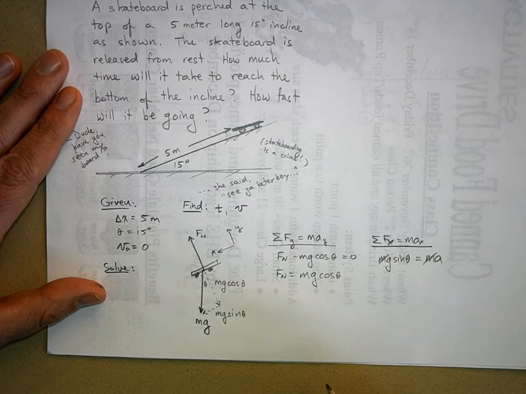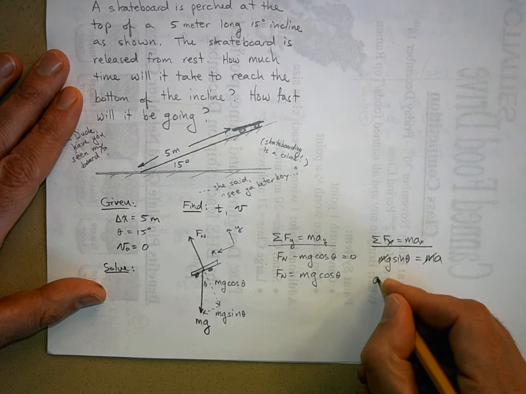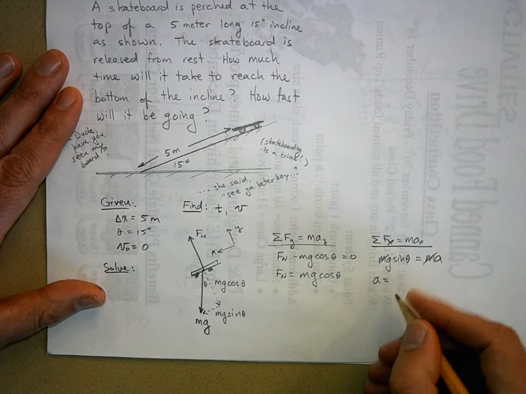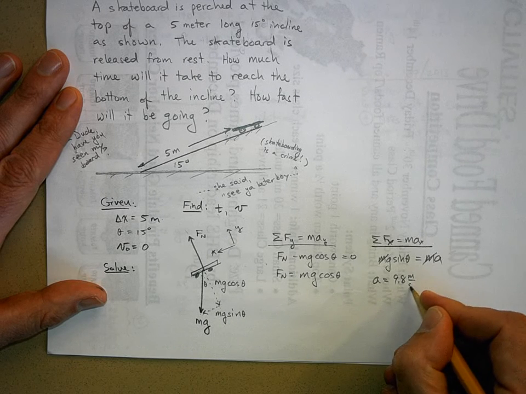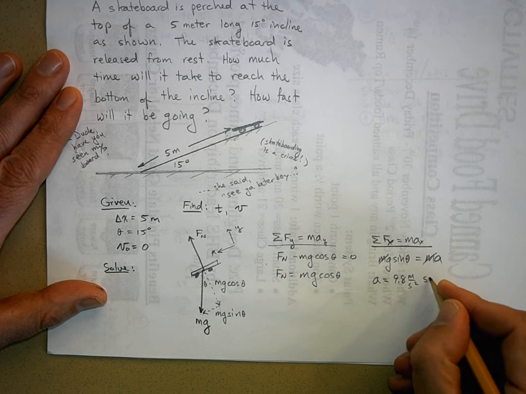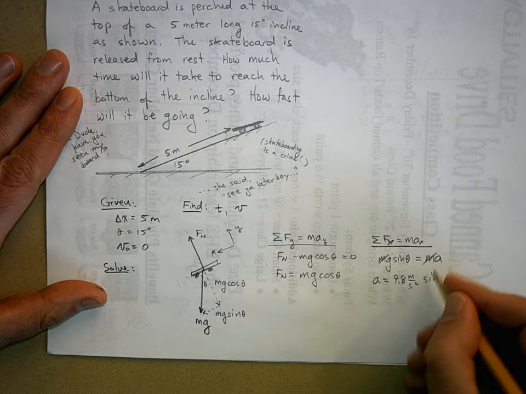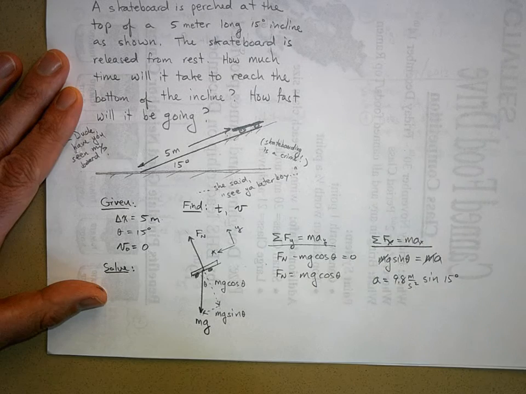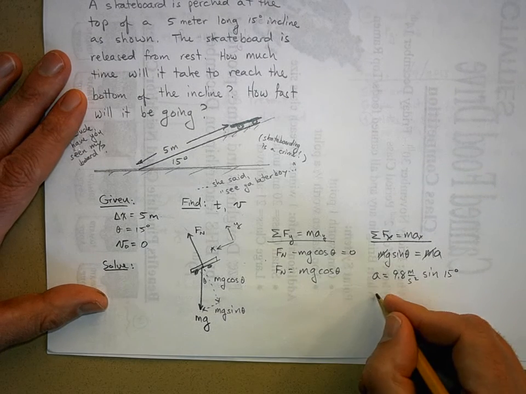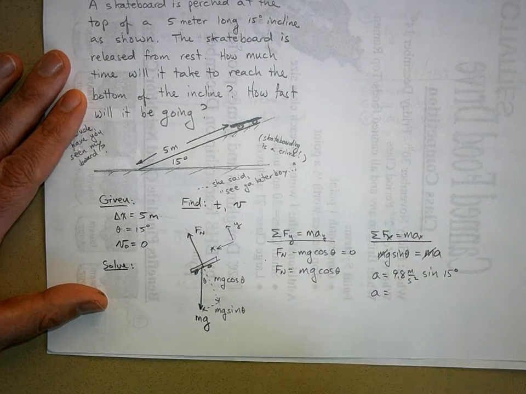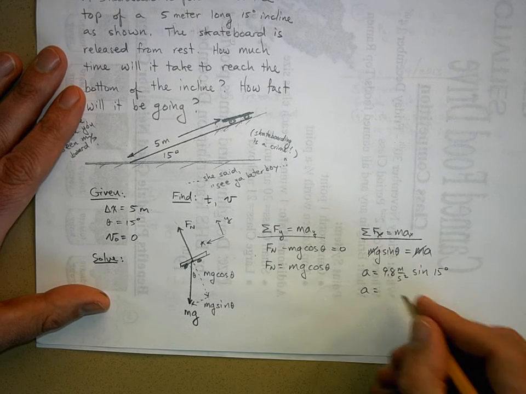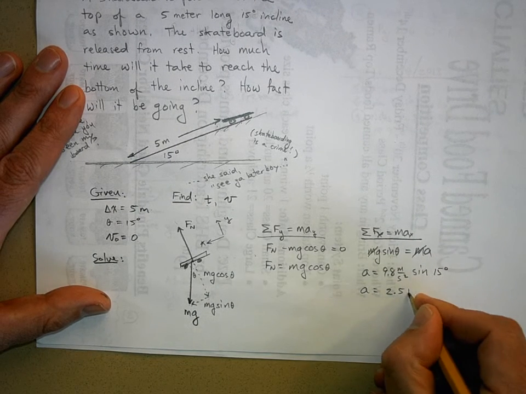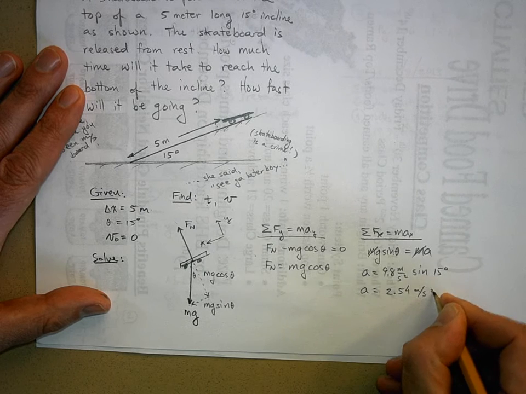The mass cancels. So the acceleration is just g, which is 9.8 meters per second squared, times the sine of my angle of incline, which is 15 degrees. So what is my acceleration equal to? 2.54 meters per second squared.